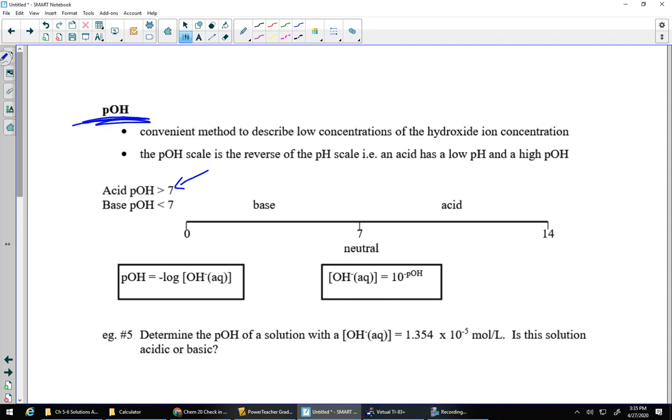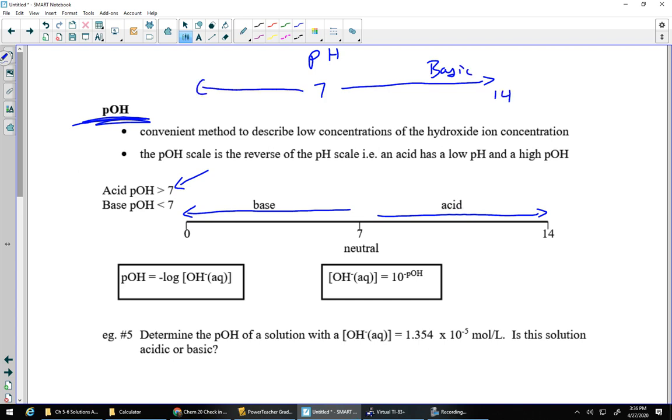It's totally flipped. So if this is a pOH scale, I've got the more acidic you go higher, and the more basic you go lower, right? And if you remember, for pH, it was the opposite. So 7 is still neutral, but we go basic up to 14, and acidic down to 1. Exact opposite, because we're talking about the exact opposite thing. We're talking about hydroxide rather than hydronium.